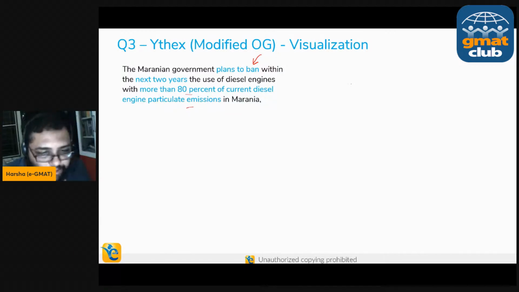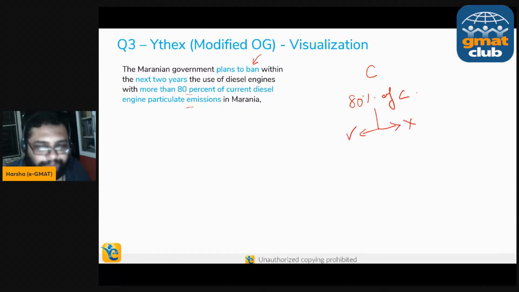Or in other words, there's probably a certain limit at this point. This is the current diesel engine particulate emissions that's acceptable in this country. In future, it's going to be 80% of C. What is going to happen? Anything that pollutes more than 80% of C is going to be banned. Anything that pollutes less than 80% of C is going to be accepted. That's what this means, right?